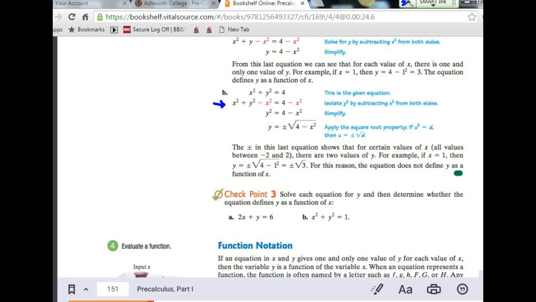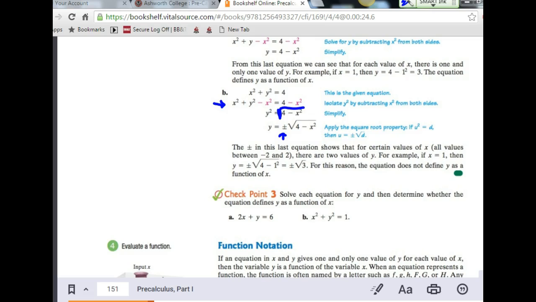To get y by itself, I have to take the square root of this. And anytime you take the square root of a number, you have to remember that it becomes a plus or a minus. Now, that plus or minus in this equation shows that for certain values of x, specifically the values between -2 and 2, but that's not near as important as just the fact that there's a plus or minus there, there are going to be two values for y.